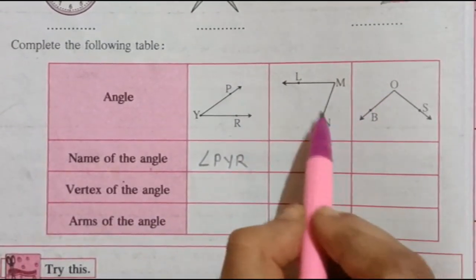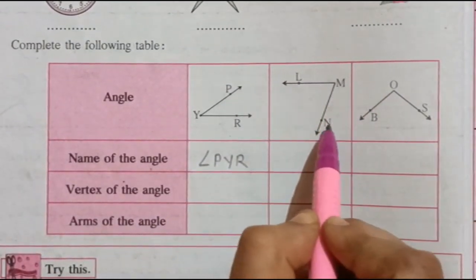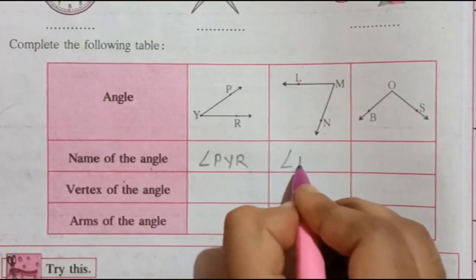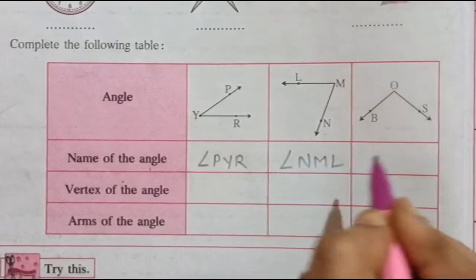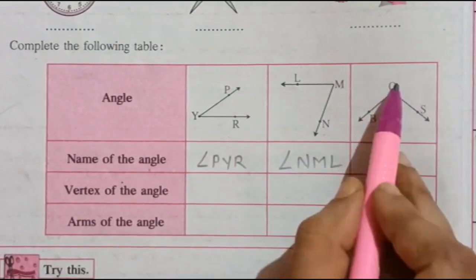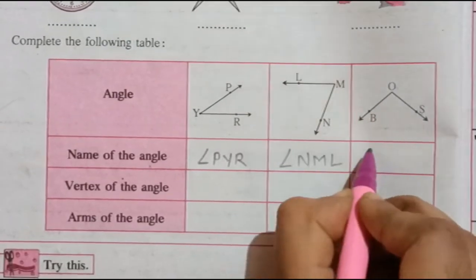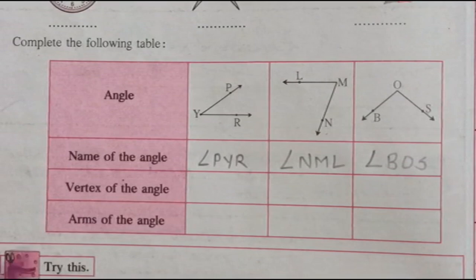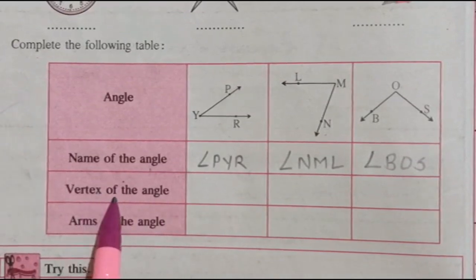Next angle is angle LMN, or you can say angle NML. So I will name it as angle NML. Third angle is angle SOB or BOS. So I'll name it as angle BOS. Clear?